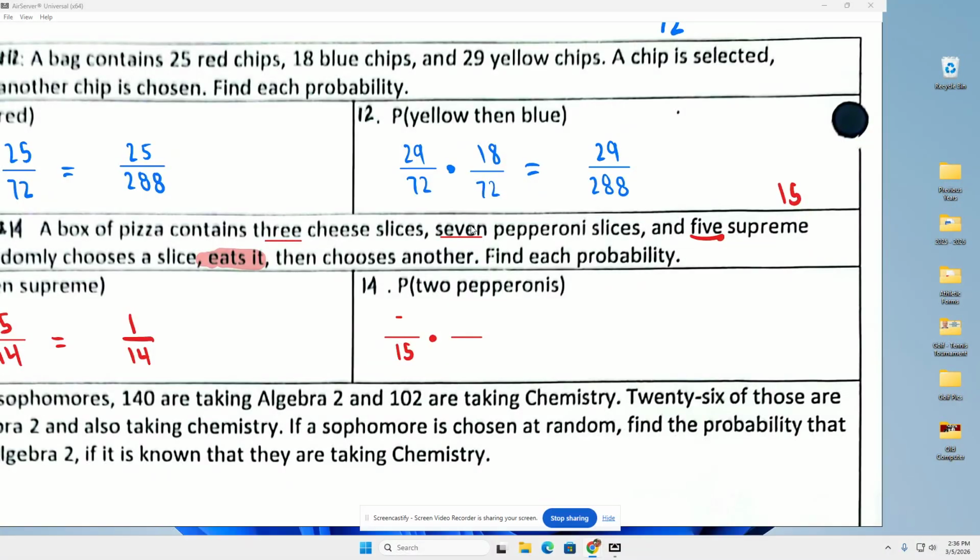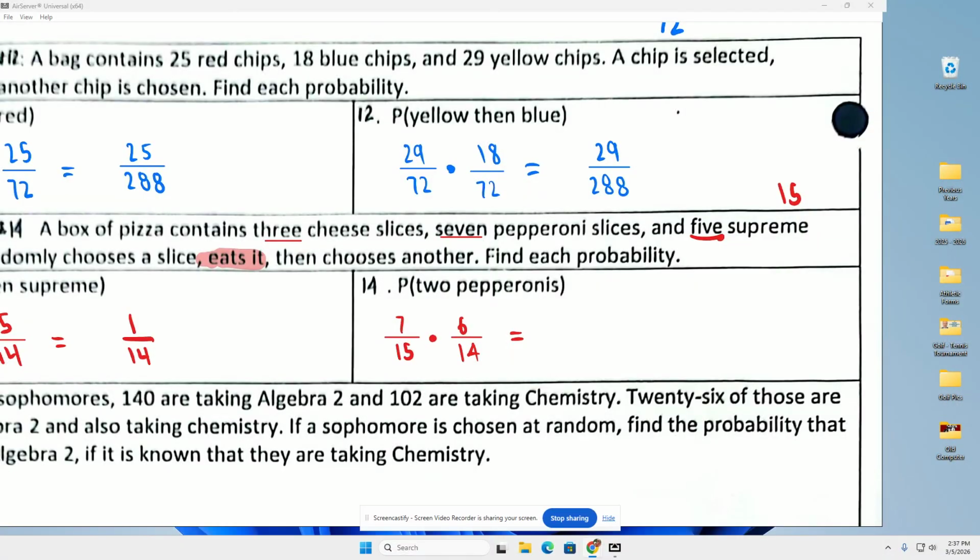So I've got 7 out of 15, but then I eat that piece. Okay, it's gone. So I go back to the box. How many pieces of pizza are now in the box? Well, it's dwindled down to 14. But even more specifically, because you're doing the same type of pizza, there's not 7 pieces of pepperoni anymore. There's only 6. So you're going to do 7 over 15 times 6 over 14.